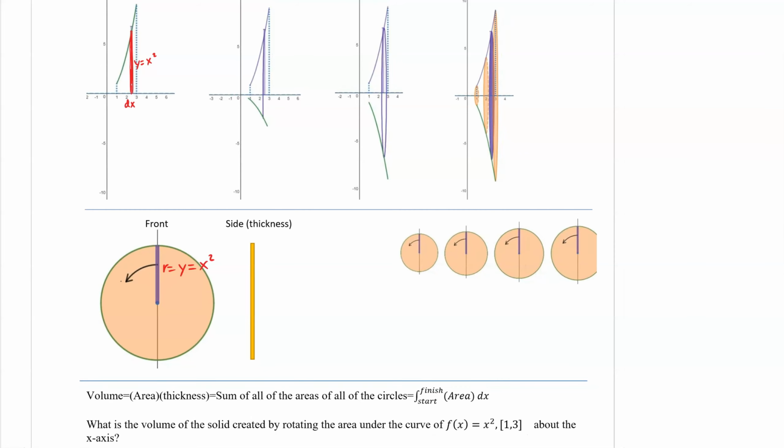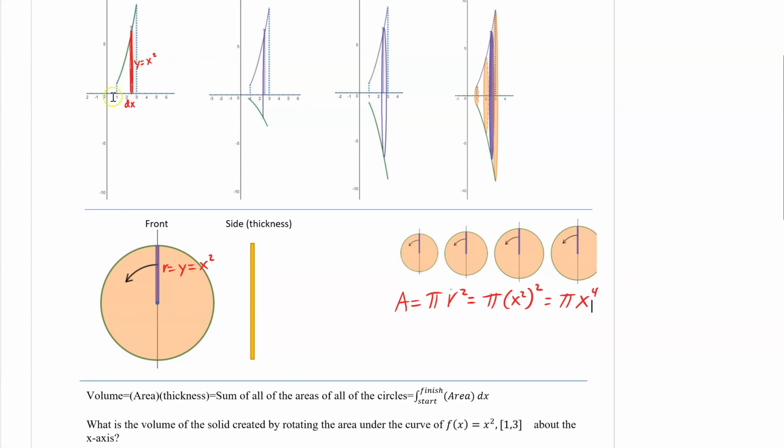We're rotating it. So what is the area of any of these circles then? Well, it's pi r squared. And in this case, our radius is x squared. So it would be pi x squared squared. So our area here is pi x to the 4th. So now you can find the area of every single rectangle.